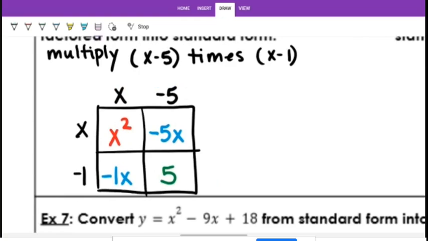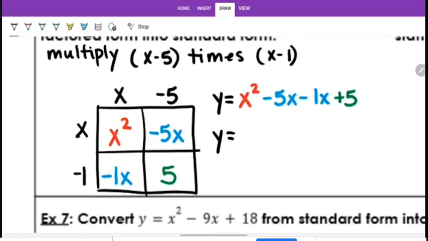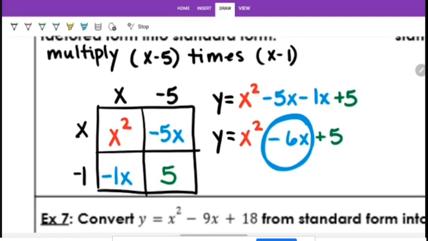All right, so let's finish this problem out really quickly. We need to write this in standard form. So I'm going to rewrite it as y equals x squared minus 5x minus 1x plus 5. And then that simplifies to x squared minus 6x plus 5. So there's one more thing I want to point out about this problem. The -6x in the middle comes from -5x and -1x.